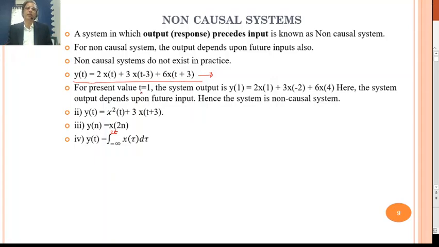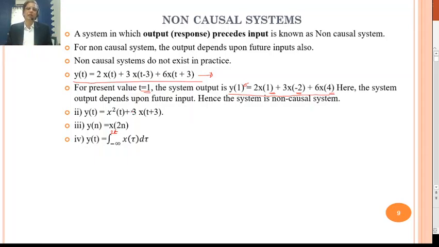Now for the present value t equal to 1, if we substitute t equal to 1 in this equation, we get y of 1 equal to x of 1 plus 3x of minus 2 plus 6x of 4. Here, x of minus 2 is the past value, x of 1 is the present value, and x of 4 is the future value. Means at t equal to 1 the output depends on t equal to 4, the future value, and the system is a non-causal system.